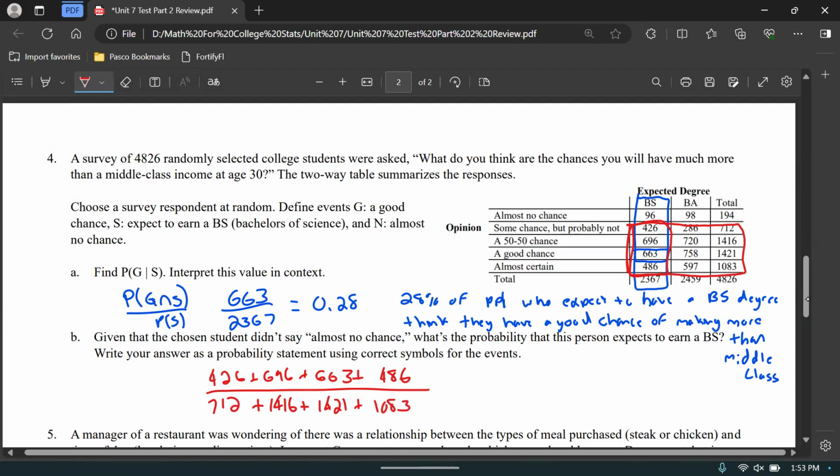So we put all that together real quick. That's going to take a minute. 426 plus 696 plus. Just going to type this in. 1,771, then divide by 712 plus 1416 plus 1421 plus 1083. Assuming I didn't type anything in wrong, it's 0.49.